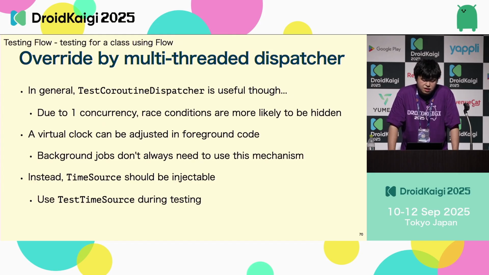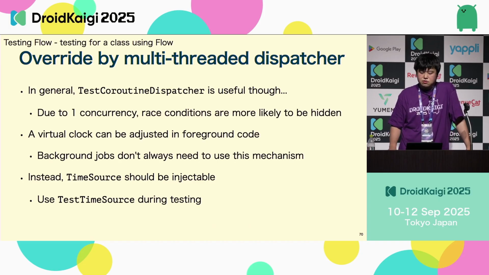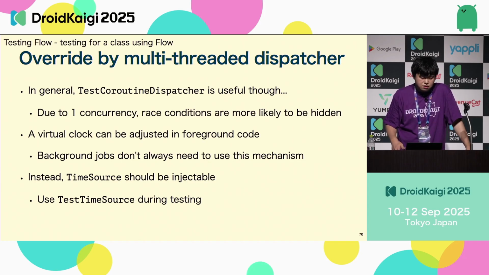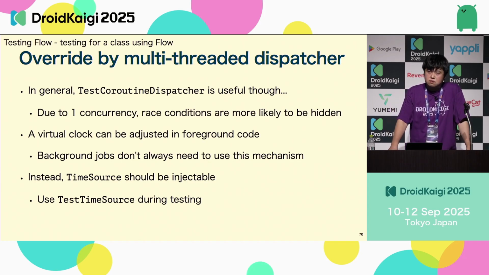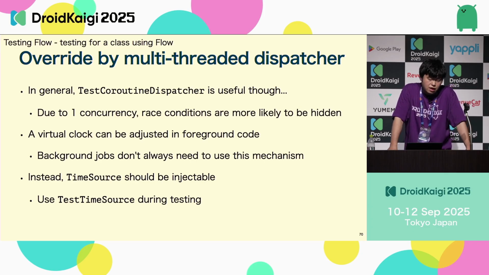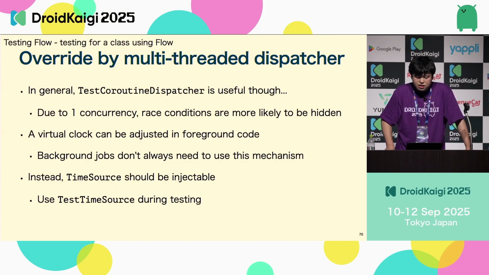Since you can adjust the virtual clock in foreground code, background jobs don't need to have a test coroutine dispatcher. Instead, we should inject a time source class. Use a test time source instance during testing, which can be retrieved from the test scope instance, and adjust the virtual clock only from the foreground code.